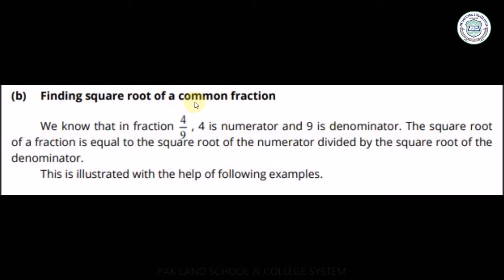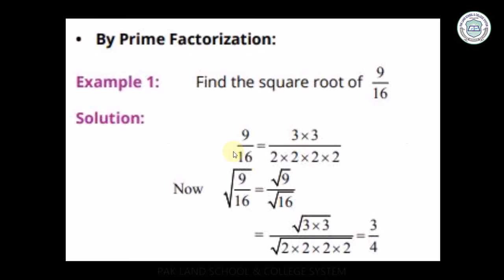Finding the square root of a common fraction. We know that in the fraction 4 by 9, 4 is the numerator and 9 is the denominator. The square root of a fraction is equal to the square root of the numerator divided by the square root of the denominator. This is illustrated with the help of the following example.